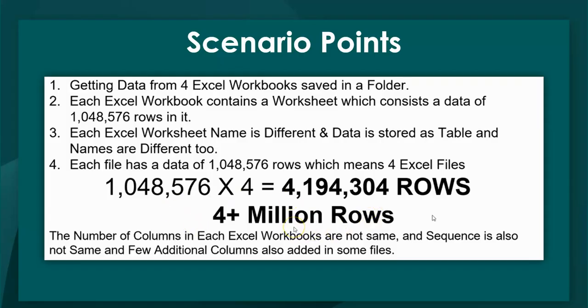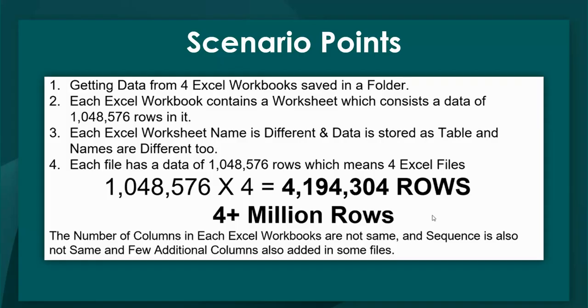The number of columns in each of the 4 Excel workbooks is not the same. Some data has 3 columns, some has 5 columns, and the sequence is not the same. That could be possible as well. If the monthly file has 3 columns, I have put 2 more columns in other files so that the situation becomes more complex. And we will see how Power Query is able to handle those kinds of situations.